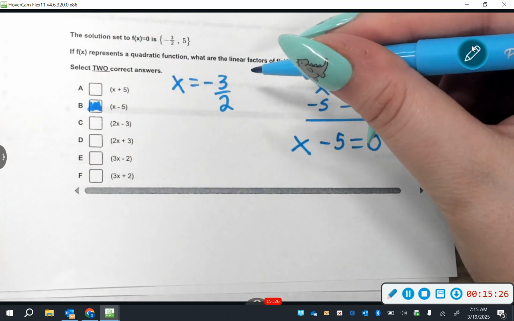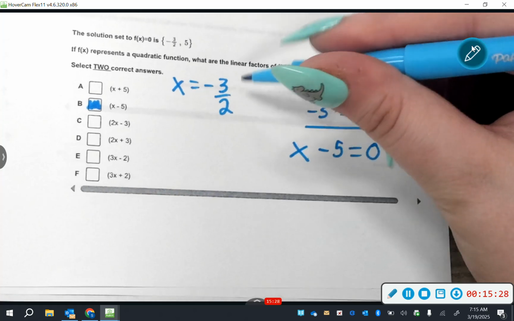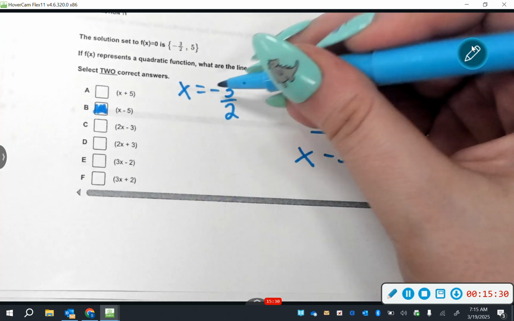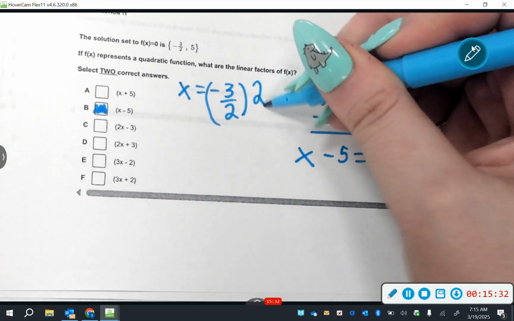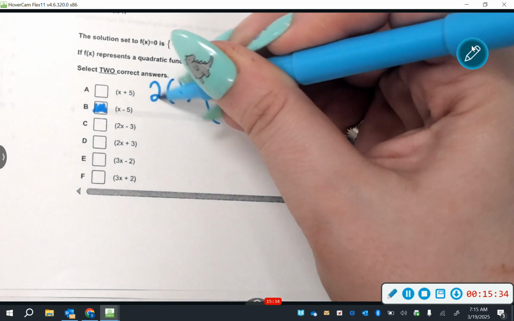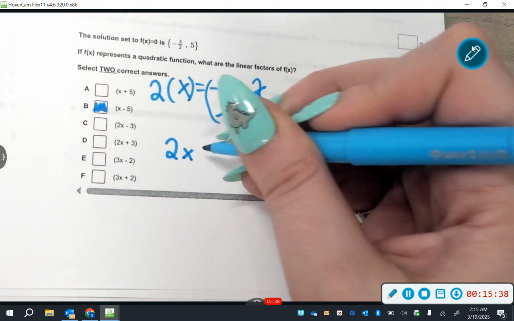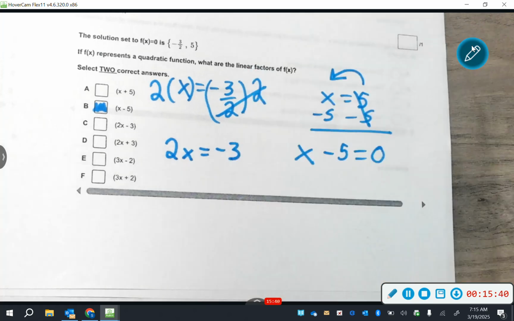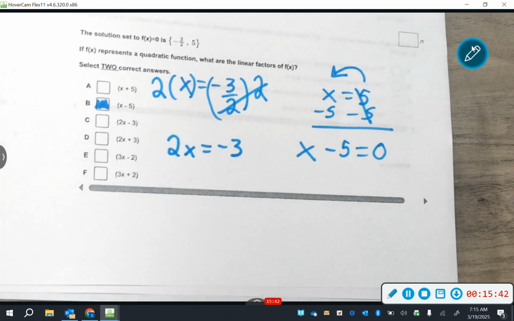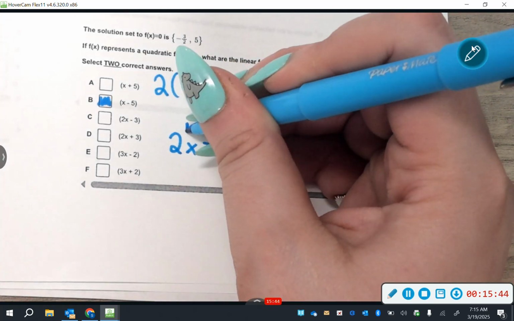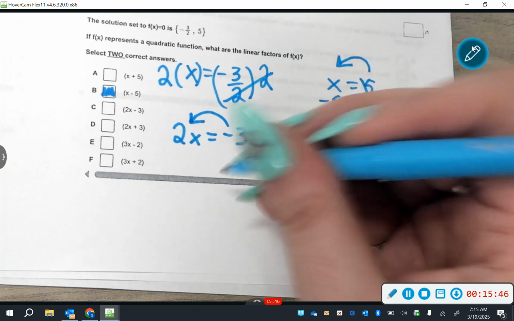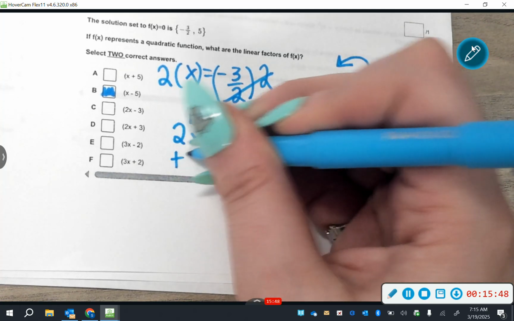For this one, opposite operations, well, we're dividing by 2 over here. So if I want to do the opposite, we're going to multiply both sides by 2. So we're going to have 2x equals negative 3. It's still not set equal to 0. Opposite operation, the opposite of minus 3 is plus 3 to both sides.